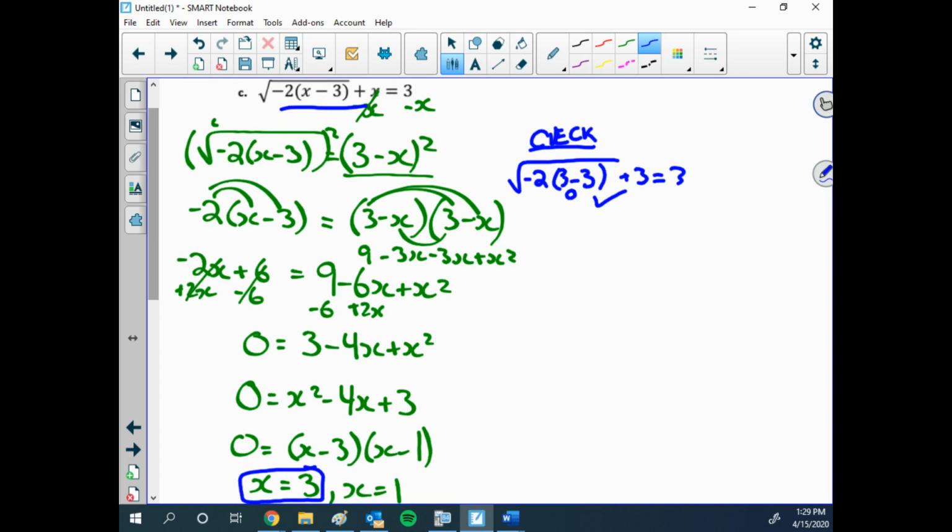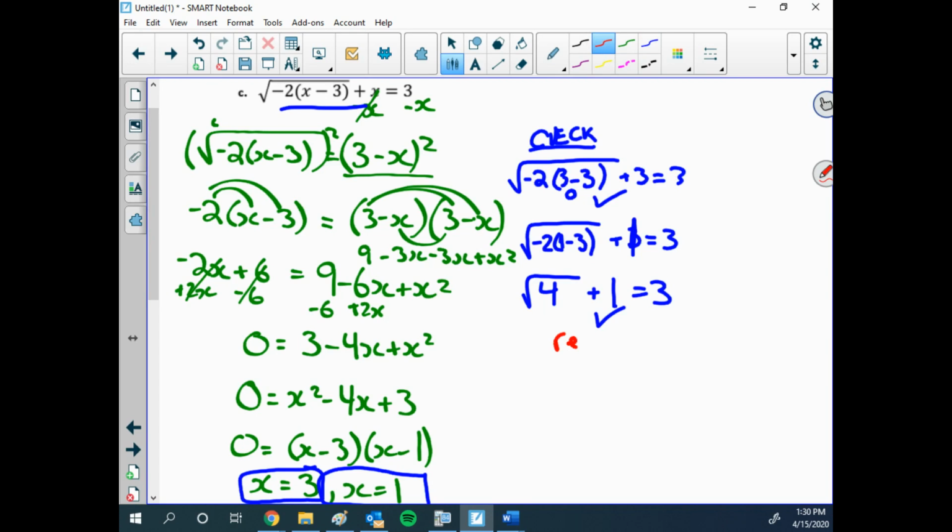So I know this is a solution that works. And I'm going to try the same thing with 1. So the square root of negative 2 times 1 minus 3, plus 1, because that's an x, needs to equal 3. So negative 2 times negative 2 is 4. Is the square root of 4 plus 1 equal to 3? Well, 2 plus 1 is 3. So that is also an answer that should work.